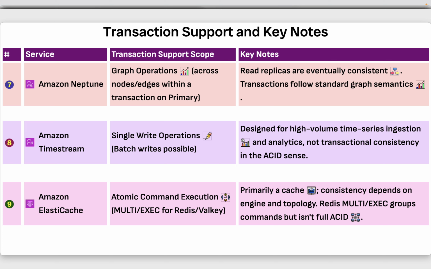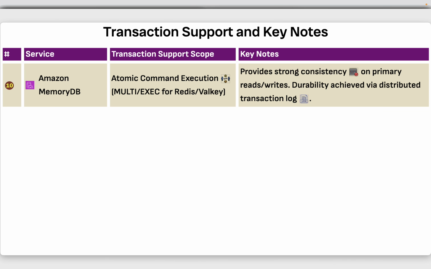Consistency depends on the engine and topology. Redis multi/exec groups commands, but is not full ACID compliance. Next one, Amazon MemoryDB. Transaction support scope is atomic command execution, the same as multi/exec for Redis and Valkey. Some key notes: it provides strong consistency on primary reads and writes. Durability is achieved via a distributed transaction log, because it's in memory, so there will be a transaction log, and that's how the durability will be achieved.